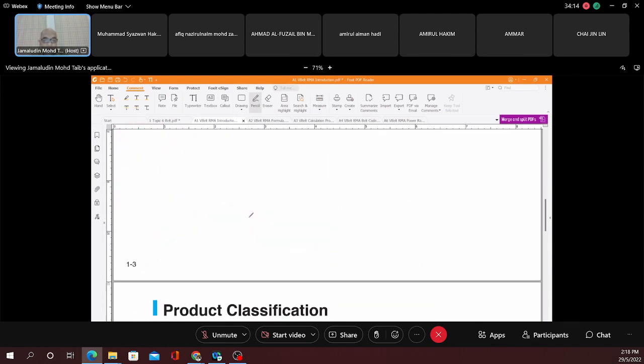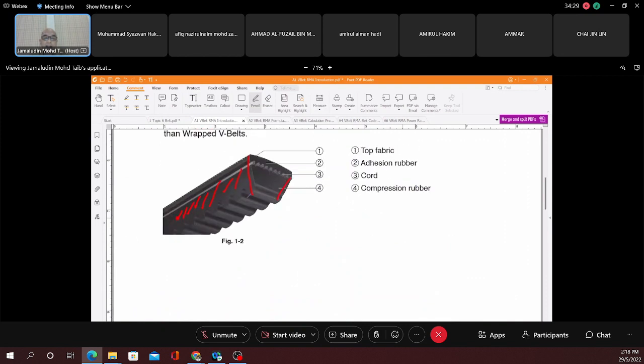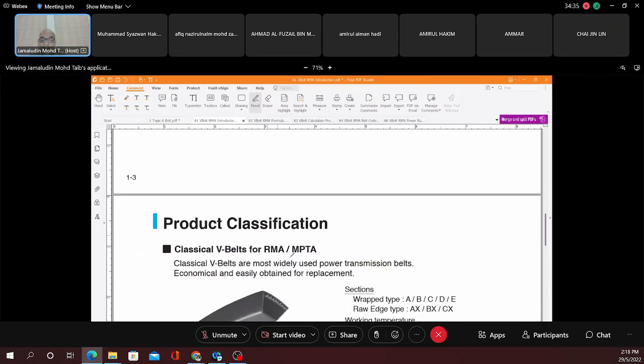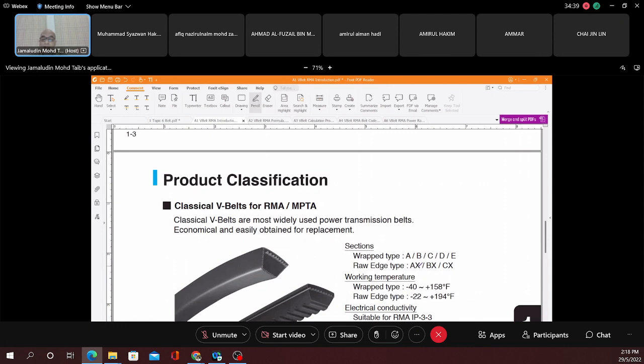As you can see here, there are so many. In this example, the wrap types will be A, B, C, D, E. This is how we classify the belt: Type A, Type B, Type C, Type E. Then the other one here, the belt that touches the pulley just on the side, with AX, BX, CX. There's no DX and EX. Only AX, BX and CX, according to this type of belt.